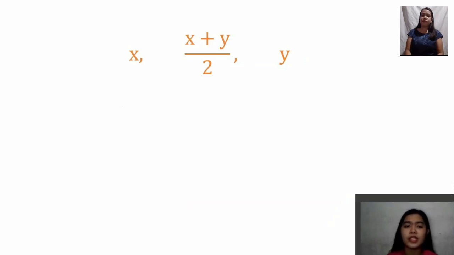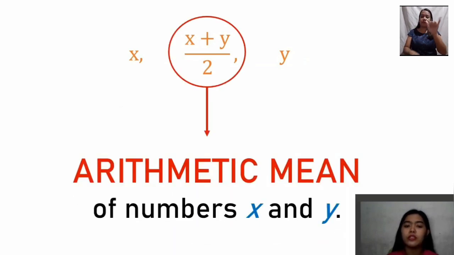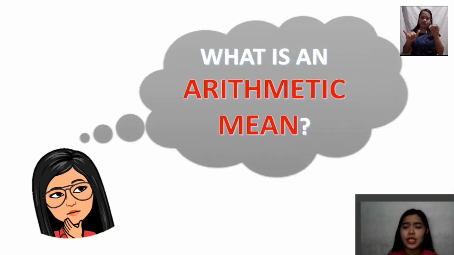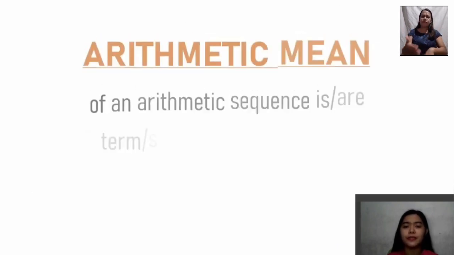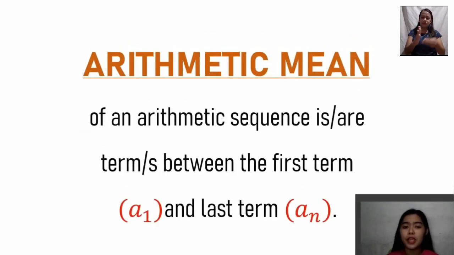In this arithmetic sequence, x, (x plus y) all over 2, y, the middle term (x plus y) all over 2 is what we call the arithmetic mean of numbers x and y. So what is an arithmetic mean? The arithmetic means of an arithmetic sequence are the terms between the first term a sub 1 and the last term a sub n.